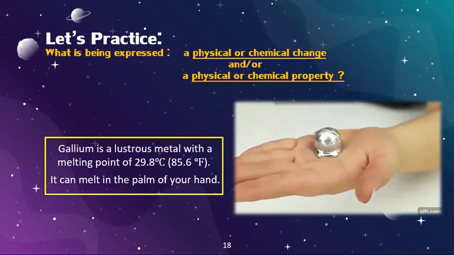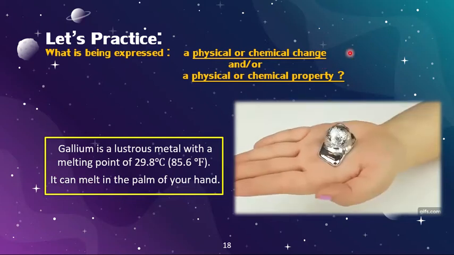So if we take a look at this slide, you can see that we have gallium. It's a lustrous metal with a melting point of 29.8 degrees Celsius or 85.6 degrees Fahrenheit. It can melt in the palm of your hand. So melting, solid to liquid, that's an example of a physical change. That's a phase change that's occurring.